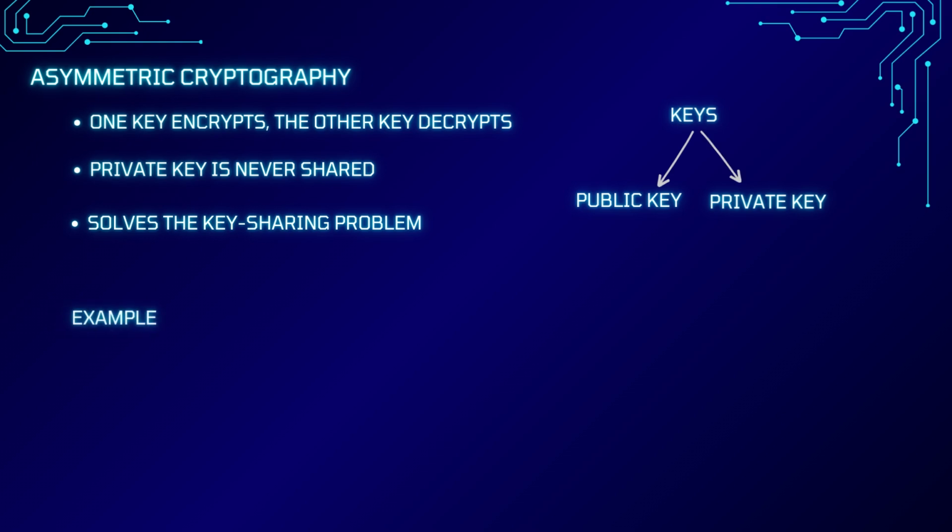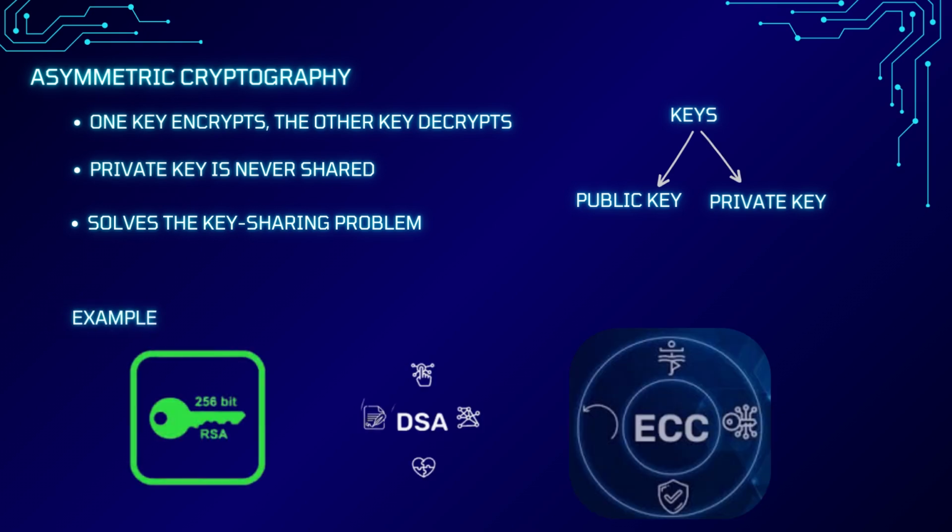Now, asymmetric cryptography. This solves the biggest weakness of symmetric encryption, key sharing. Instead of one key, it uses two keys: a public key and a private key. The public key can be shared with anyone, and it's used for encryption. The private key must always remain secret, and it's used to decrypt the message.